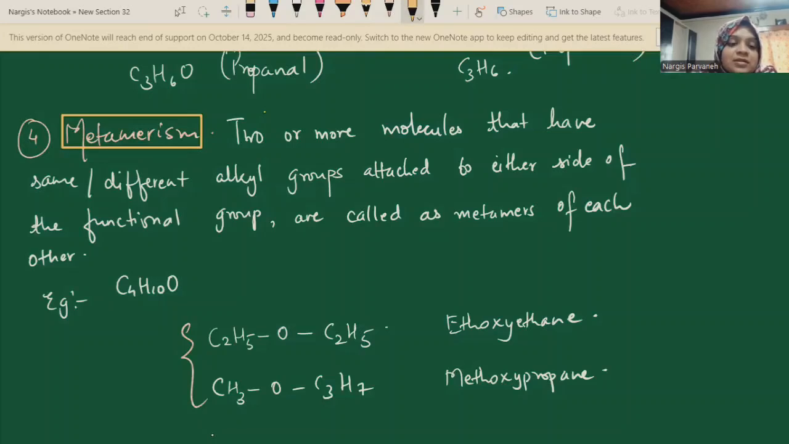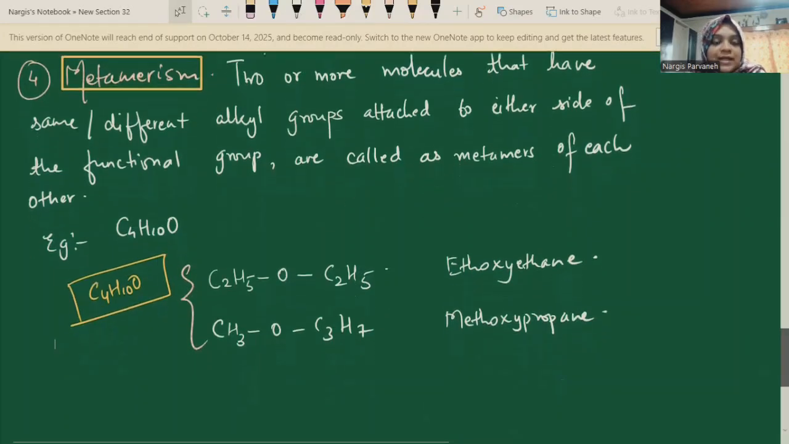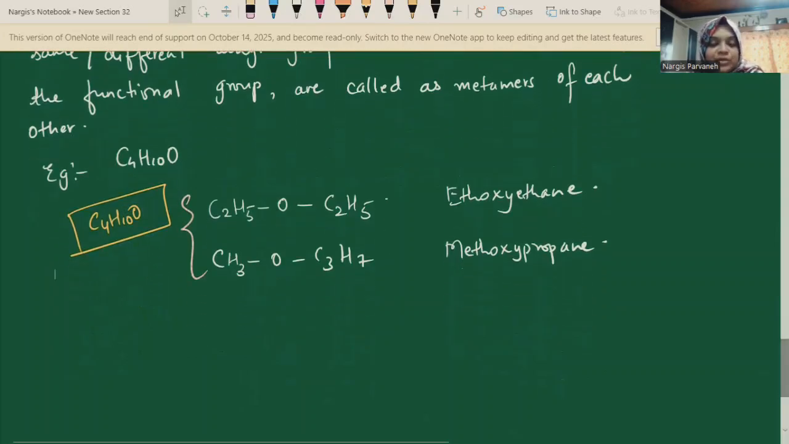Notice C4H10O. I am not going into the details of naming this because this is overall a different topic, nomenclature of ethers that is discussed in grade 12th. So I'm not discussing that, but I'm just telling you that C4H10O can be written in two different ways and they are metamers of each other. No doubt they have the same functional group, but there are two ways by which we can write C4H10O. That is what is important.